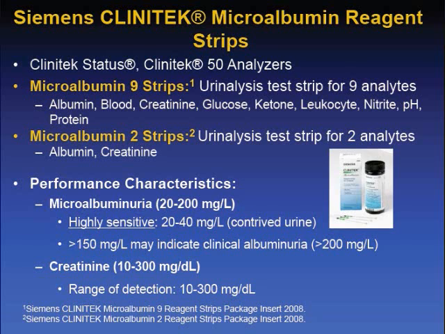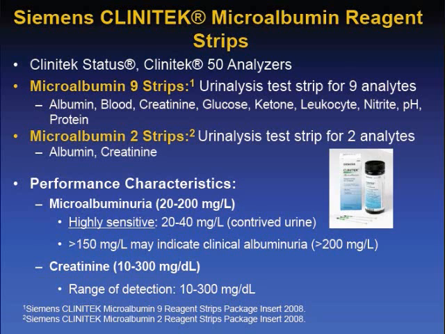Another type of strip, called the microalbumin 2 strip, is a urinalysis test strip for just 2 analytes, albumin and creatinine. This is a better option for low-resource areas where funding for the 9 analyte strip may not be available. For the performance characteristics, microalbuminuria is known to be in the range of 20 to 200 milligrams per liter.